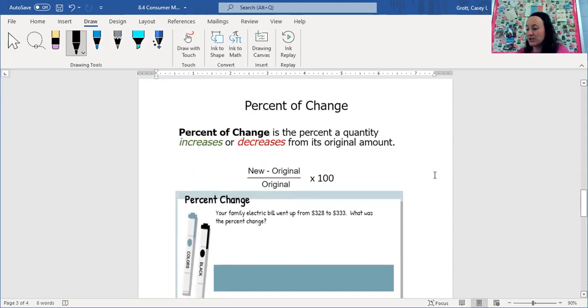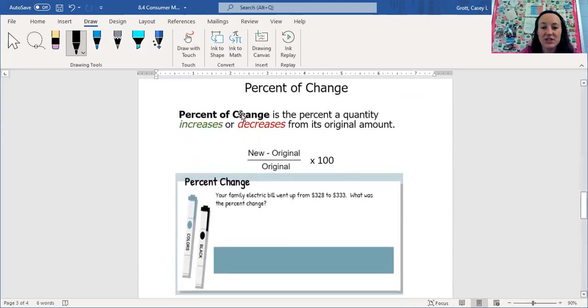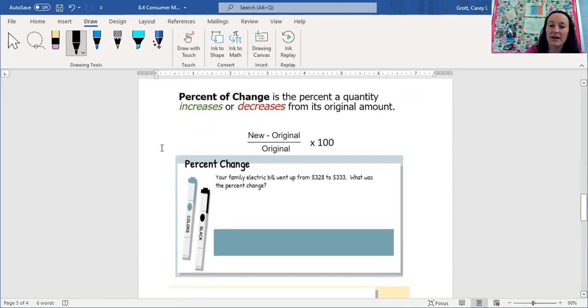Percent change is a nice little formula. Percent change is the percent a quantity increases or decreases from its original amount. Percent change is going to be the new minus the original, all divided by the original, multiplied by 100 because that's how we're going to get into the percent.